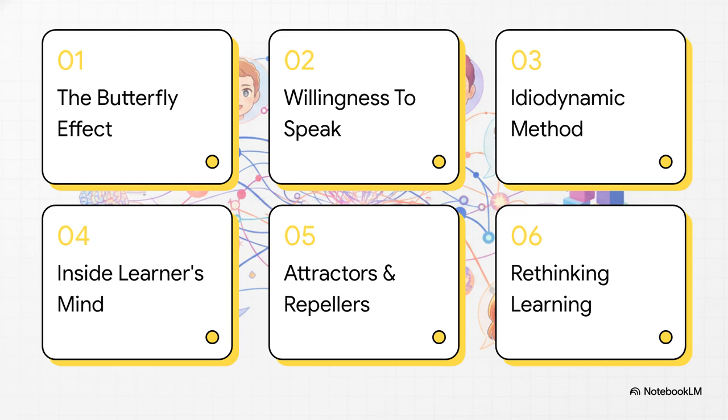We'll be hitting 6 main points today. First, the language butterfly effect. Second, willingness to communicate. Third, the idiodynamic method. Fourth, we'll take a look inside the learner's mind. Fifth, attractors and repellers. And finally, rethinking how we learn.